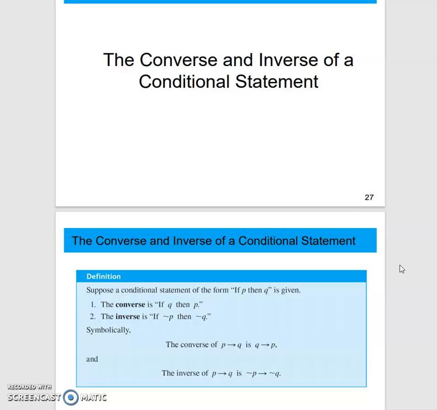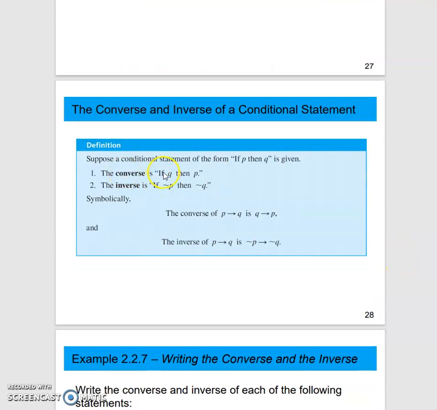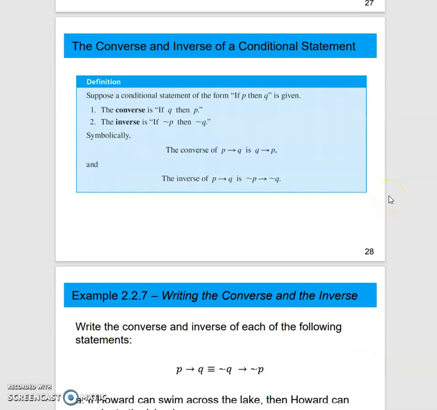All right, so we've looked at the contrapositive. Now let's look at the converse and the inverse. So the converse, we're switching the order. So if Q, then P. The inverse, if not Q, then not P. So the order is the same, but we've taken a not. And again, we've got those written out there symbolically for you as well.